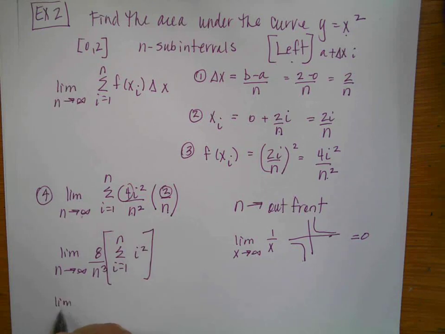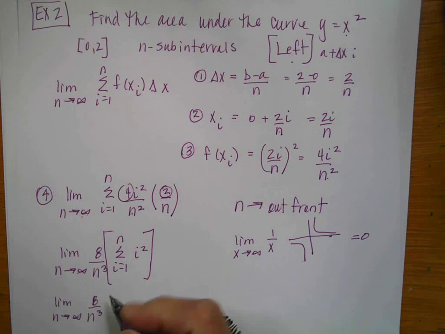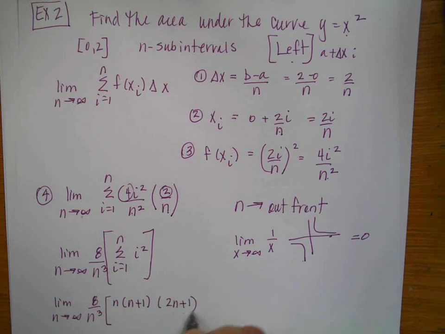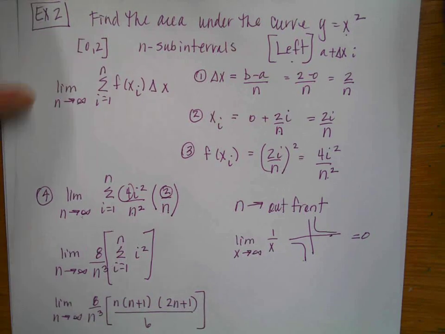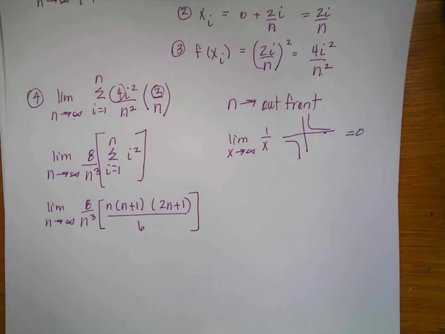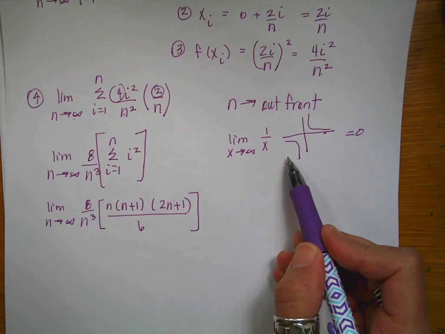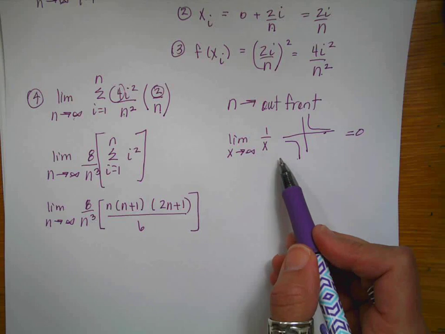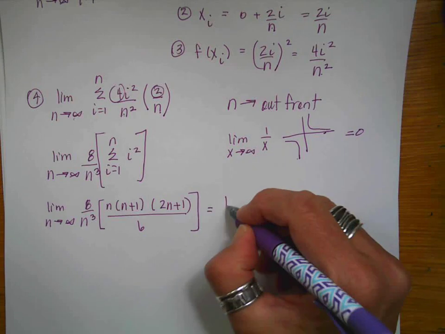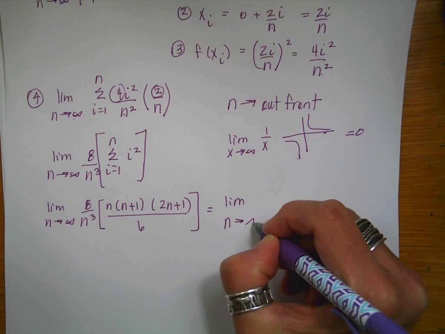Now I'm going to use my summation formulas. So this is the limit as n goes to infinity of 8 over n cubed, and then my sum of i squared is going to be n times n plus 1 times 2n plus 1 all over 6, okay? And so then as we progress through these problems, we're going to try to manage this information. I will tell you that these are tedious with algebra, so we're going to be very meticulous.